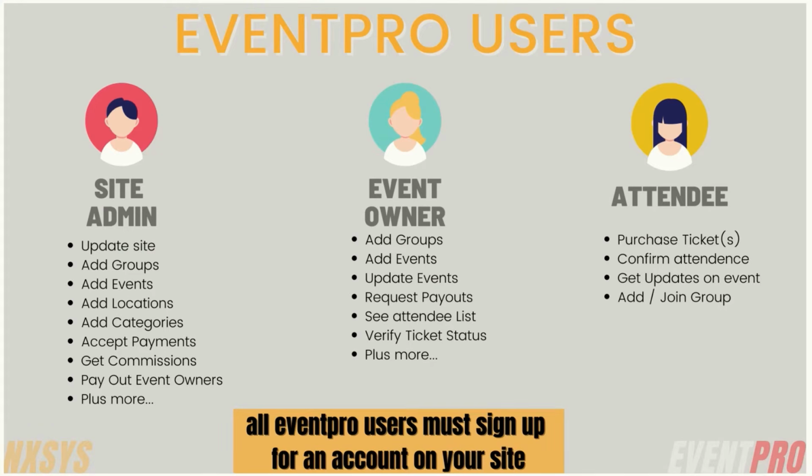Okay, just before we move on to the next section, I just wanted to run through the EventPro users so we're all on the same page, because it can get a little bit confusing. So basically we've got three types of users. You've got a site admin, you've got an event owner, and you've got an attendee. Now, there could be some variations on this, but let's just stick with this for now. So with a site admin, you can basically do everything.